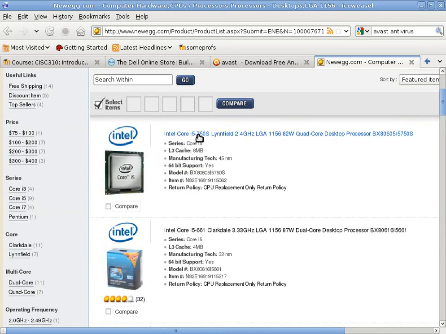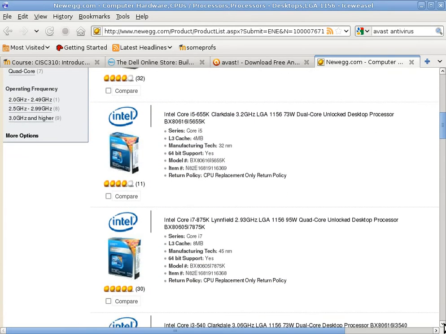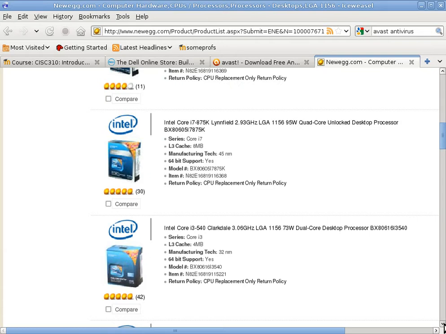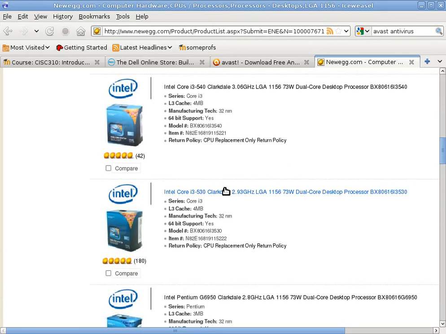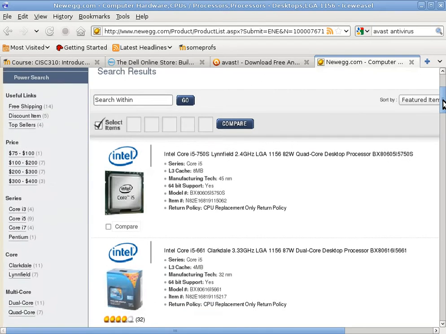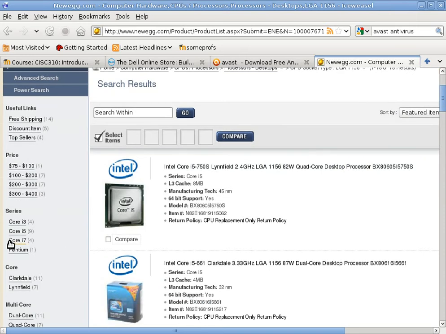So here we have the i5-750, i5-661, and we want to select the one that is comparable to the other one. So we'll go ahead and 665, 540. These are i3s already. Let's see. We can select by Core i family.